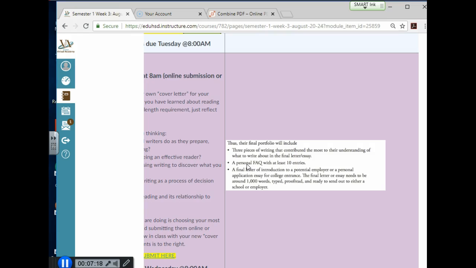So like at the end of the year, if your reading and writing has improved, and you look back at this portfolio, and you're like, oh my god, this was terrible. That's good, right? It means we've improved. Your final letter of intro, or your college app, and then one more piece of writing that helped you understand that last assignment. Remember the one about failure and what that says about your character? If that was one that really got you thinking about your personal statement, then use that one. Got it? So figure out which one you want to include for that 3rd piece. Which one was most helpful to you?